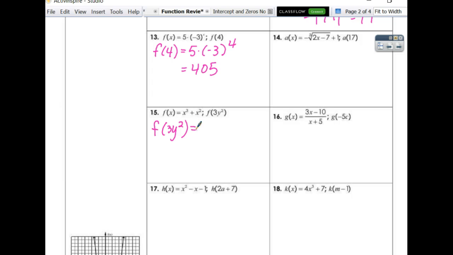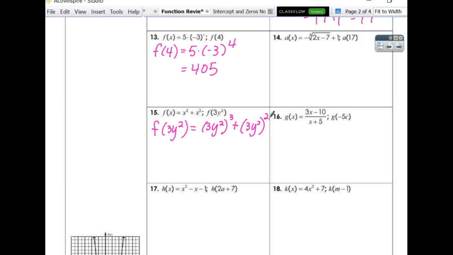All right, I want to do it with the variable. So when I do it with the variable, this is going in for my x. This is my x. So I'm going to do 3y squared cubed plus 3y squared squared. Wherever I see an x, I take that and I plop it down. When I raise to a power, I'm going to multiply.